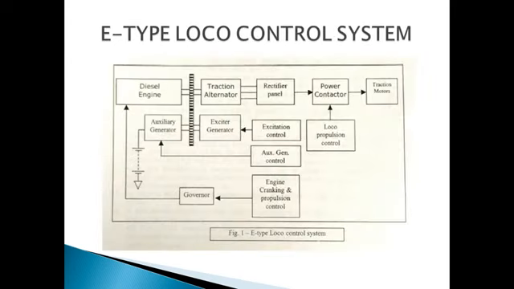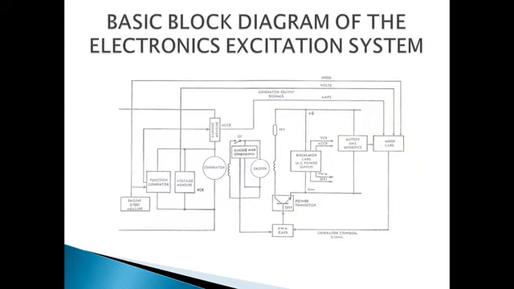This is a block diagram of the E-type loco control system consisting of diesel engine, traction alternator, auxiliary generator and exciter generator. Next is the basic block diagram of the electronic excitation system of the diesel locomotive. As discussed, the function of the excitation system is to ensure that the traction alternator or traction generator demand matches the capability of the diesel engine in all the 8 notches. The excitation system keeps the traction generator or traction alternator horsepower demand constant over a wide variation of terminal voltage.